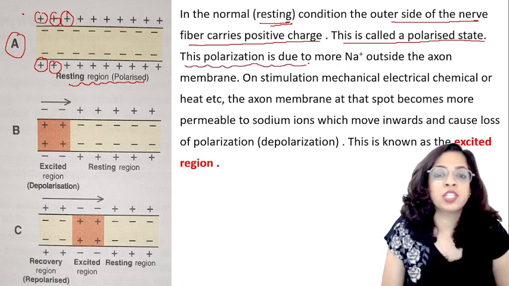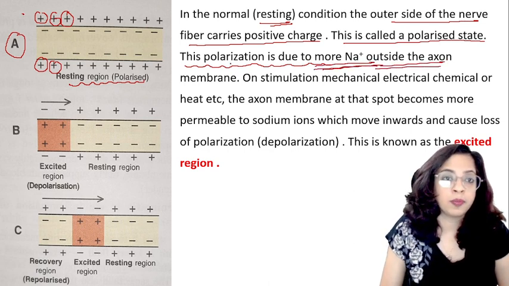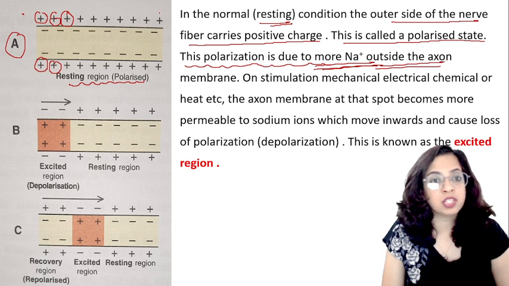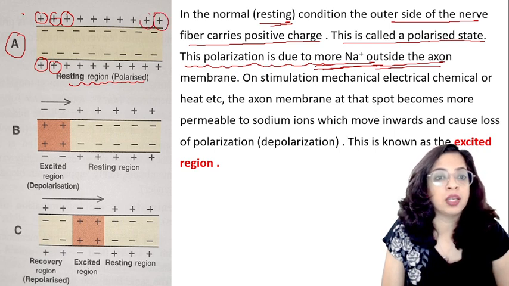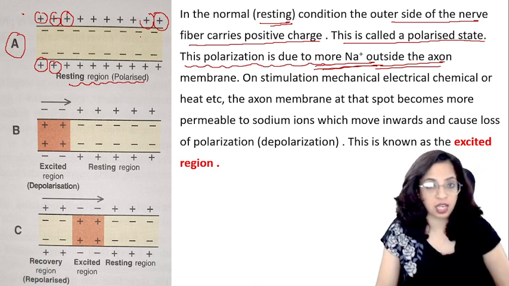Now why is it polarized? Because there are more sodium ions outside the axon. Outside every axon there are more sodium ions. Because of that, more positive is outside and negative is inside.